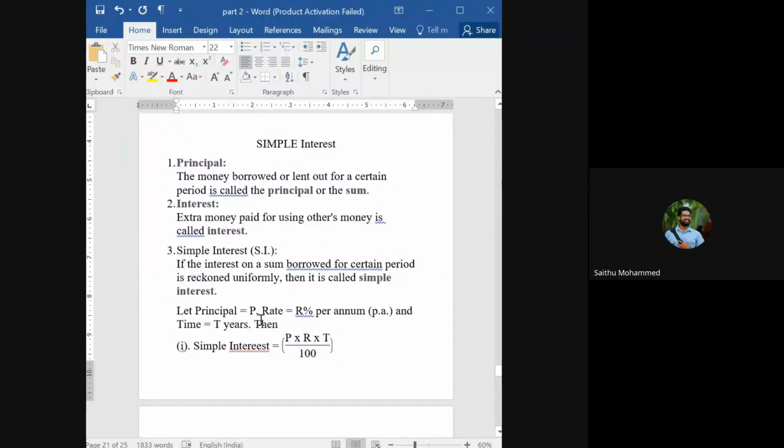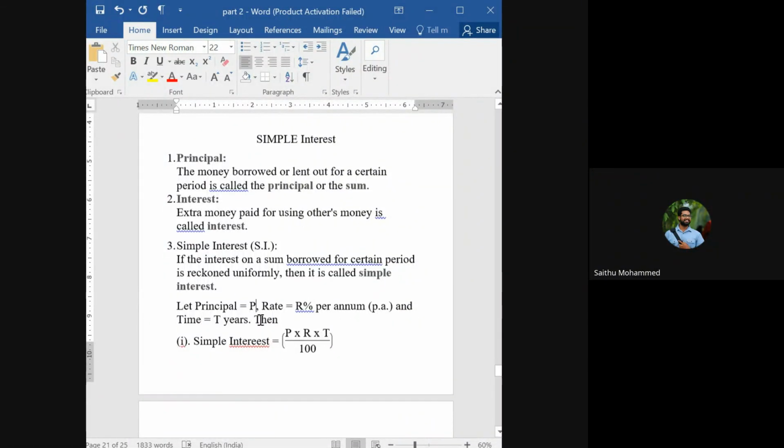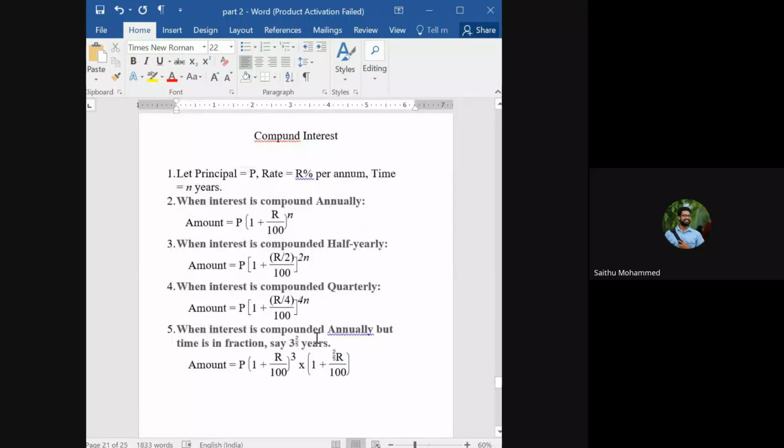That means 10% plus again 10 percentage. So it will be 20 percentage, right? So in the second year, it will be 20 percentage of 100 rupees. It will be 120 that you have to give. But when it comes to compounding, the idea is different.